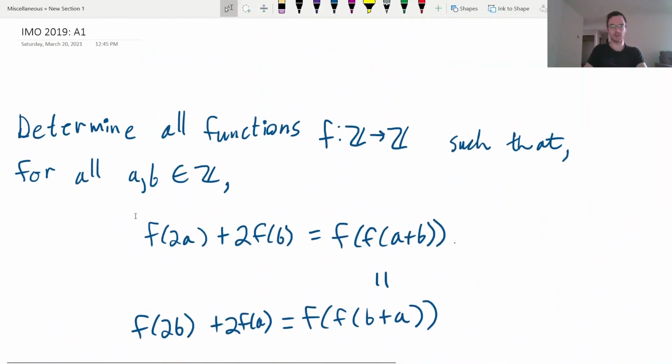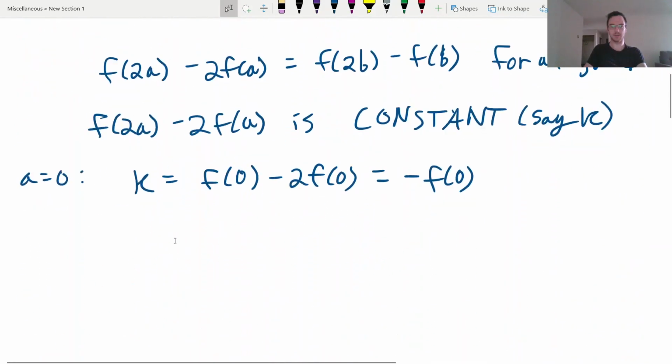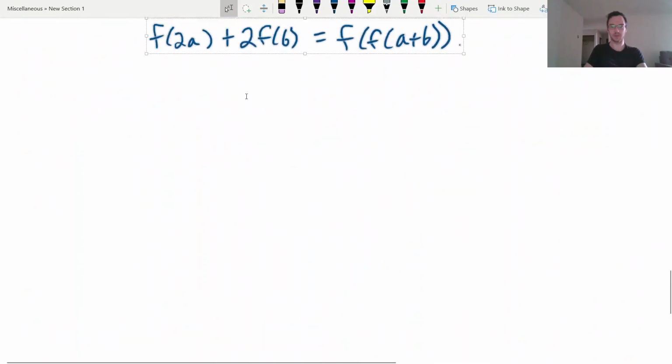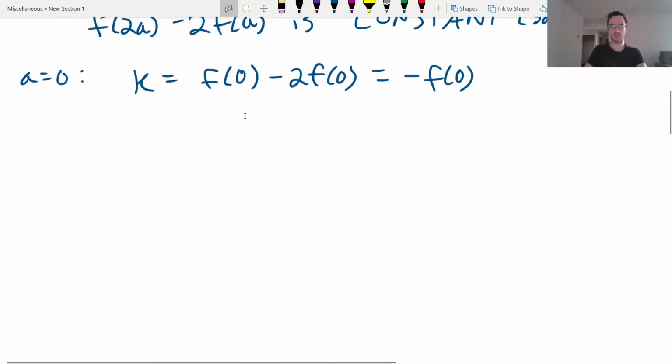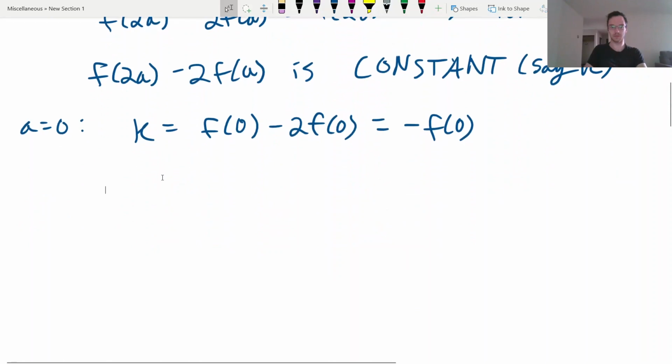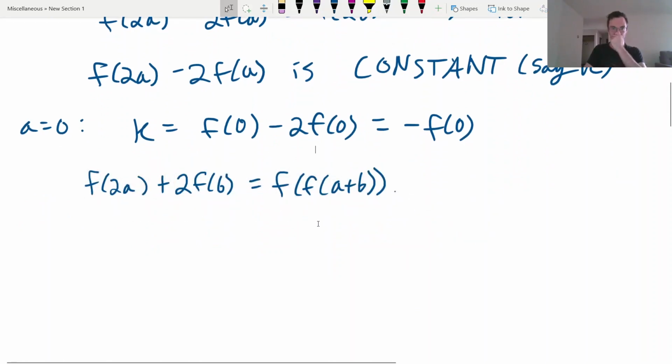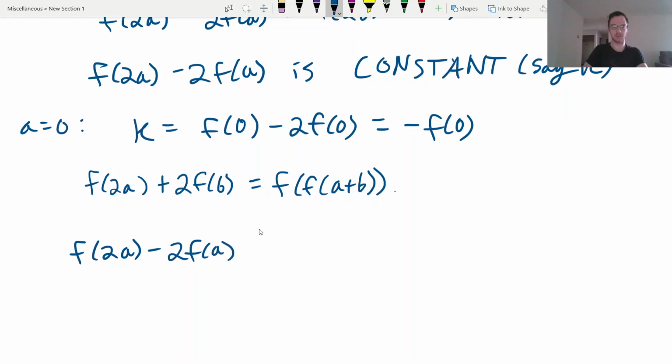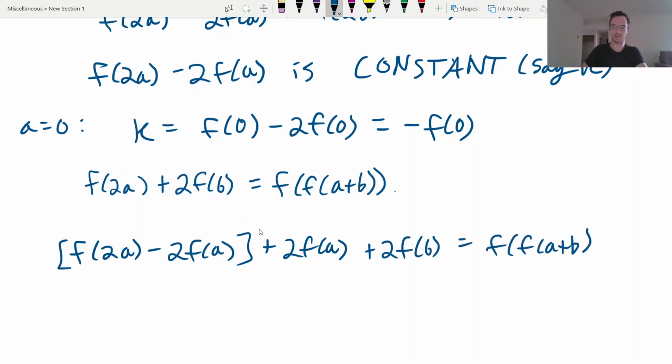All right. So let's go back to our original expression. f(2a) + 2f(b) equals f(f(a + b)). Now we can introduce k by doing the following: subtracting 2f(a), but at the cost of adding it back. Plus 2f(b) equals this. And this, of course, is just k.